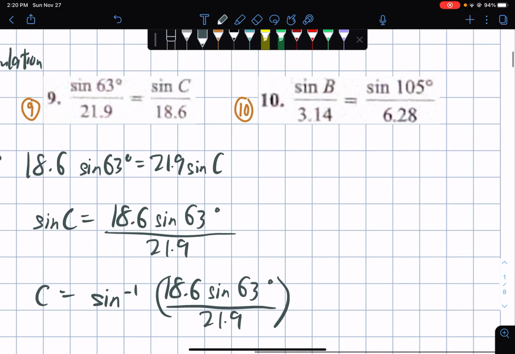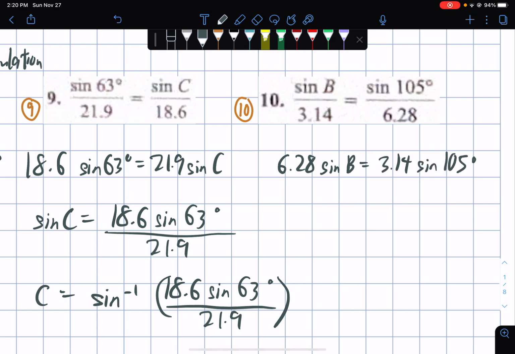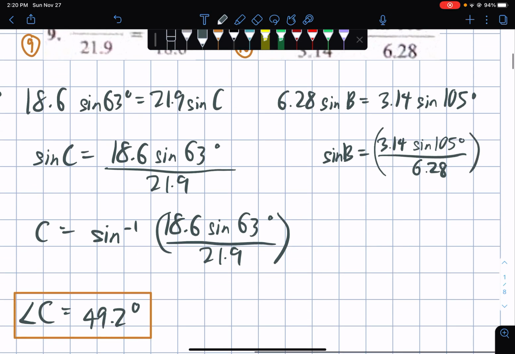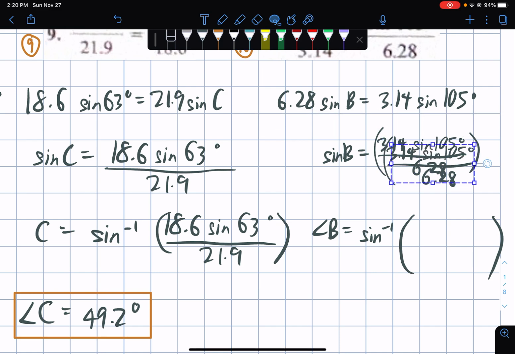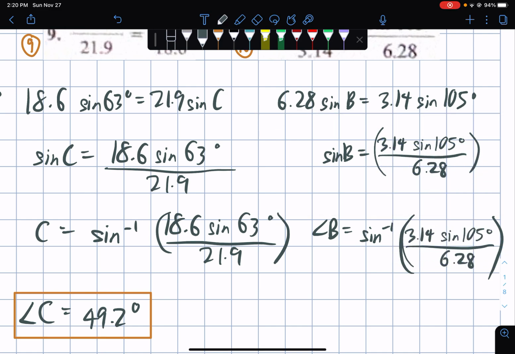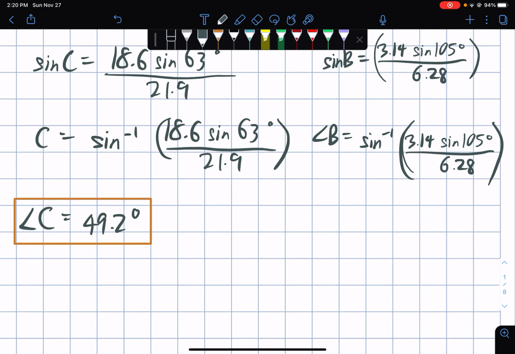Okay, number 10. Write this. Divided by 6.28. And as usual, look for the arc sine of that very fraction. The answer would eventually be 0.5 degrees.